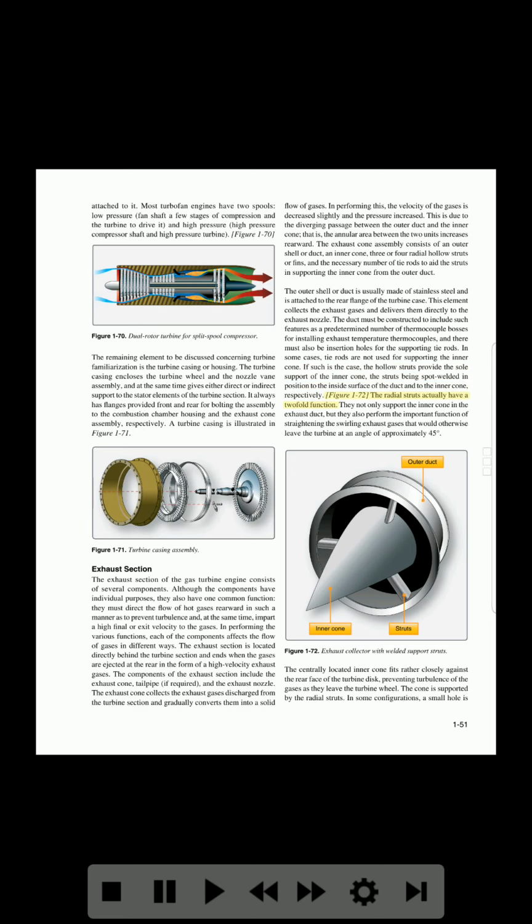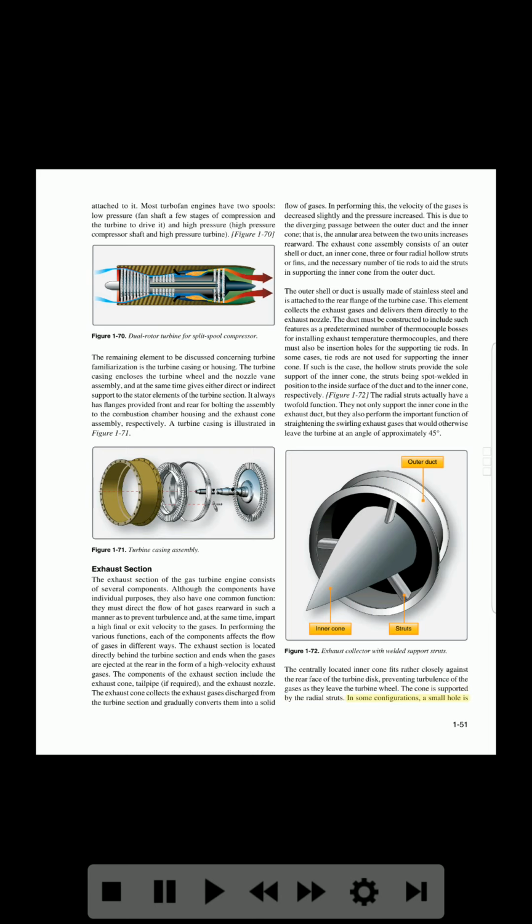Figure 1-72. The radial struts actually have a twofold function. They not only support the inner cone in the exhaust duct, but they also perform the important function of straightening the swirling exhaust gases that would otherwise leave the turbine at an angle of approximately 45 degrees. Outer duct, inner cone, struts. Figure 1-72. Exhaust collector with welded support struts. The centrally located inner cone fits rather closely against the rear face of the turbine disc, preventing turbulence of the gases as they leave the turbine wheel. The cone is supported by the radial struts.